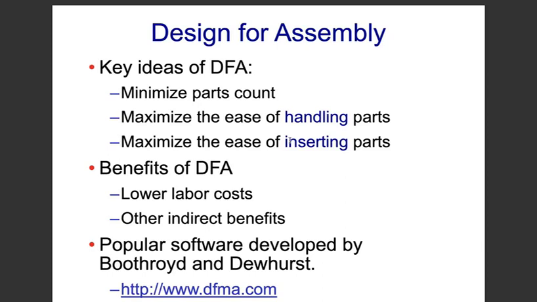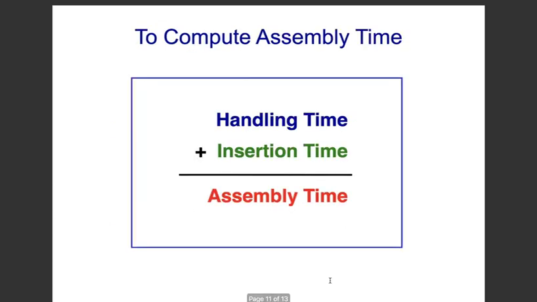And the benefit of DFA, or design for assembly, is to lower the labor cost and other indirect benefits. So again, the objective is costing and benefit. And it is popular software developed by BDI, the company. So you can take a look and click this link, and you can find some basic concepts, the history of the company, and some examples done by that company.